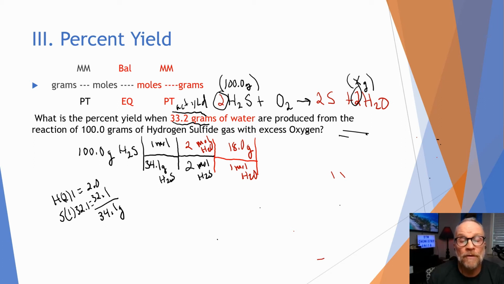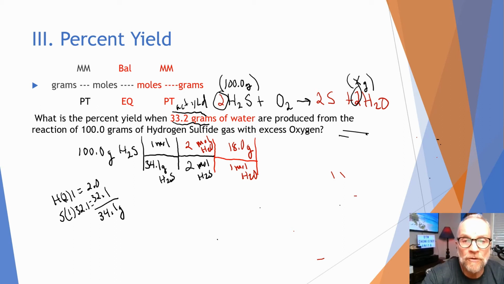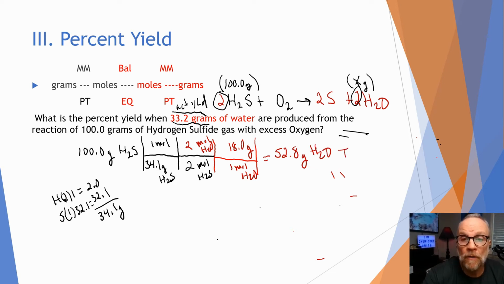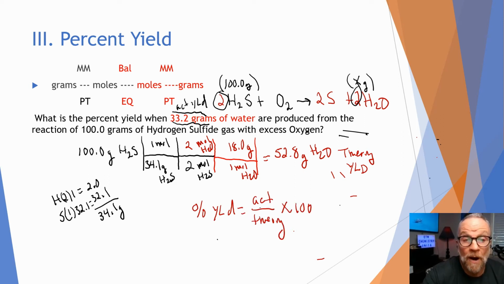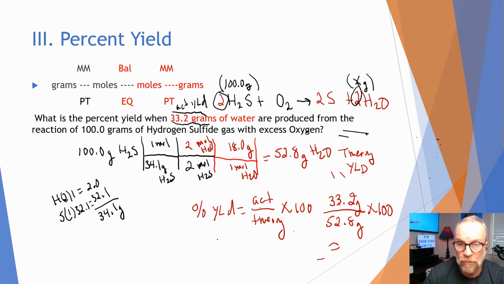So now all we have to do is multiply across the top and divide by the bottom. And I've already done that for us here, and I get 52.8 grams of water. Okay, so there's our theoretical yield. And so to get the percent yield, it's actual over theory times 100. So our actual yield, what's given, is 33.2 grams over our theoretical yield, which is 52.8 grams, times 100. And when we do that, we get 62.9%.